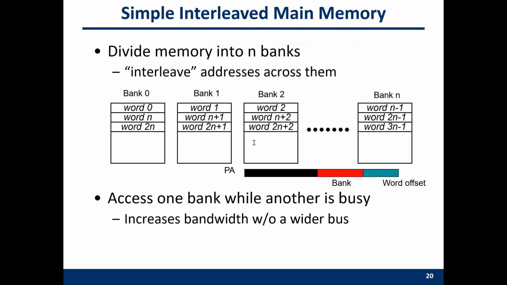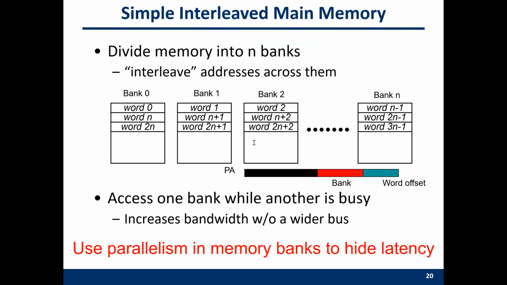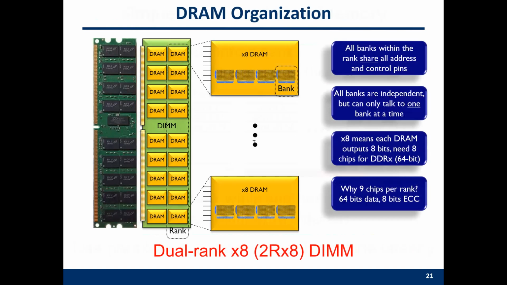By putting these words into different banks, you use the bank parallelism to hide the latency. Otherwise, you have to read all these elements from one bank sequentially.